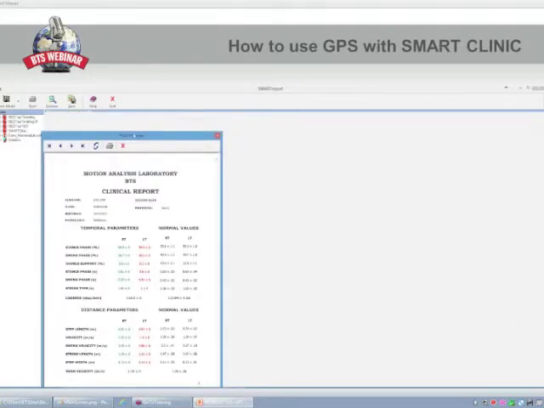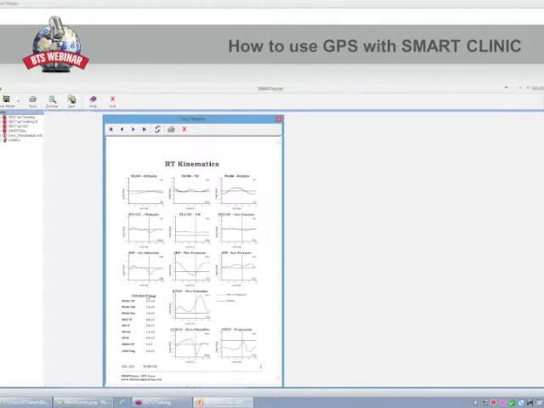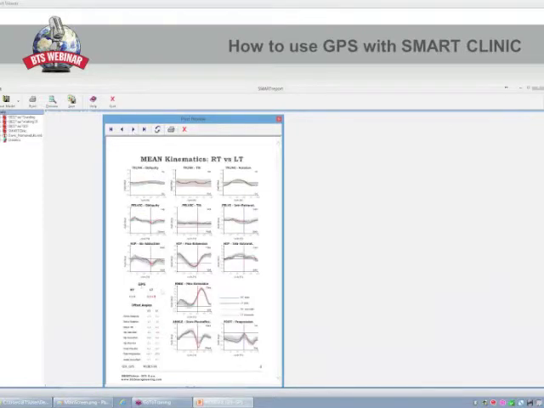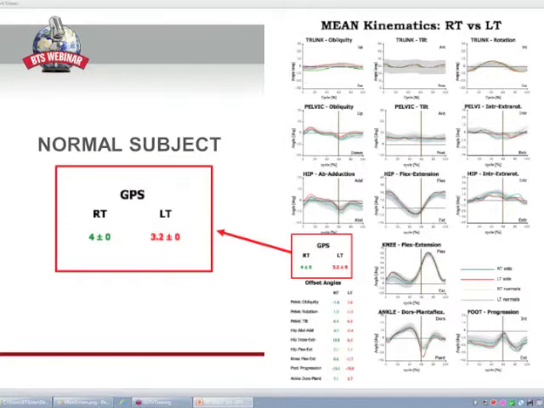And as we got before, this is the standard report that is very, very similar to the one that we saw for the GDI, but in this case, on the third page, we will get information about the GPS index, that is the index which represents the information about the overall walking of the patient.